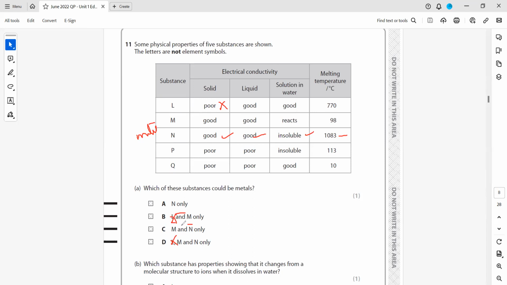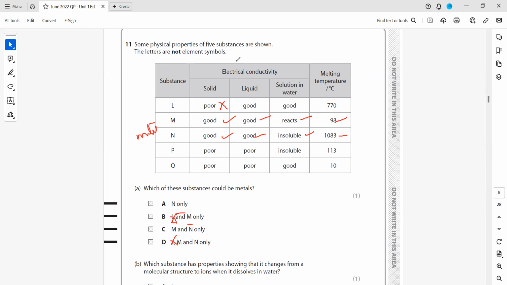Then we check M. It is a good conductor, good reactor, and it has a low melting point. M can also be a solid. Why can it be a solid? Because solids can conduct. Two types of substances can conduct electricity in a solid. One is a giant structure such as graphite. Another one is the metals.